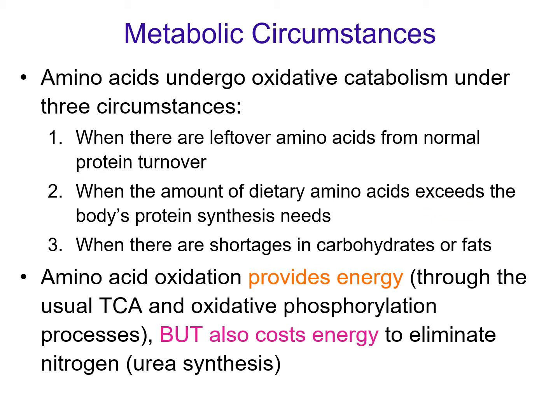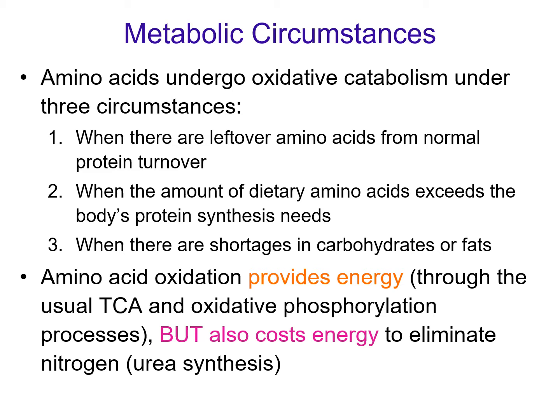Since our body's main choice of fuel is carbohydrates and maybe fats, we only utilize amino acids for catabolism under 3 circumstances. The first is where there are leftover amino acids from normal protein turnover. First, we can utilize free amino acids to build up our peptides and our proteins. But if there are amino acids left over from normal protein turnover, we can utilize those under oxidative catabolism or for fuel.